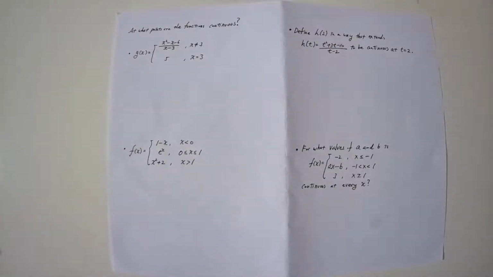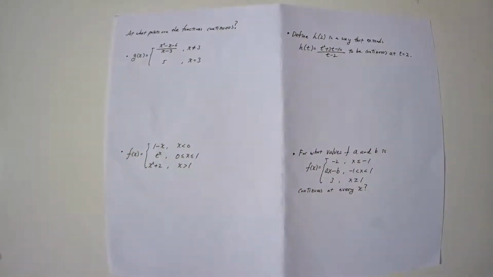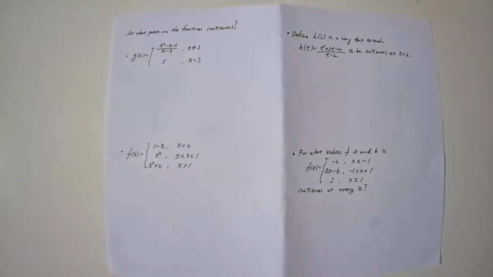Hello. Today I would like to explain how to solve these four questions about continuity. This is part of the calculus material under the limit section. The first question is: at what points are the functions continuous?